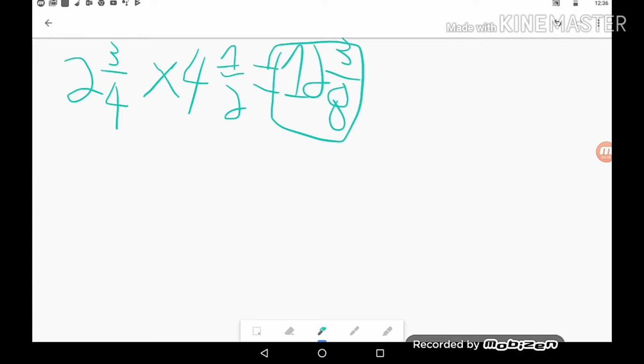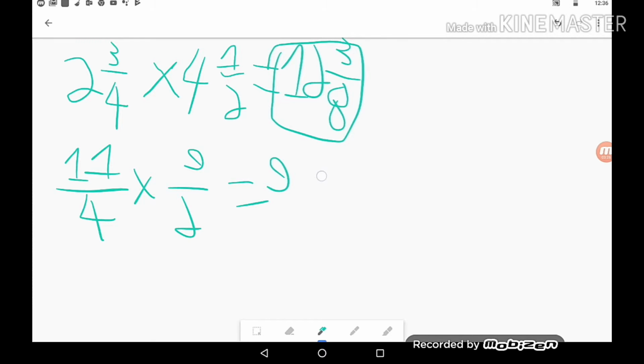Okay, so once again, for those people that like to do it in improper form, all you gotta do is just convert them all to its improper form. So 11/4 multiplied by 9/2. And so you'll get 99/8.